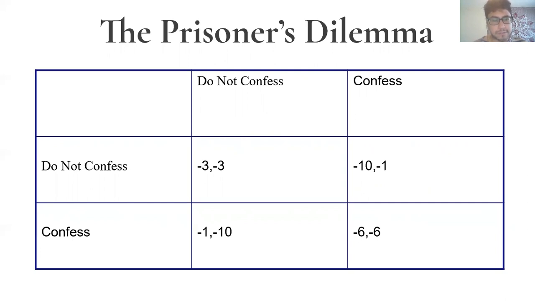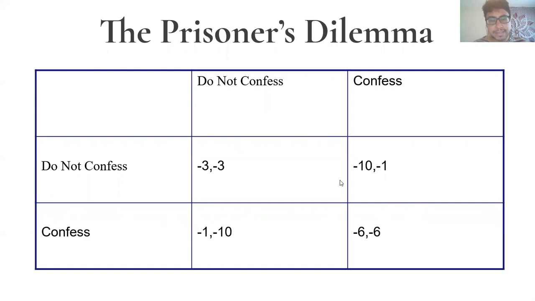If neither of them confess, then they will both get 3 years in prison. If one of them confesses but the other doesn't, then the one who confesses will get only 1, and the one who doesn't confess will get 10 years in prison. And if they both confess, then they'll both get booked for 6 years. So it's clearly in the best interest of both parties to not confess, that is, to be true to each other and to not rat the other out.